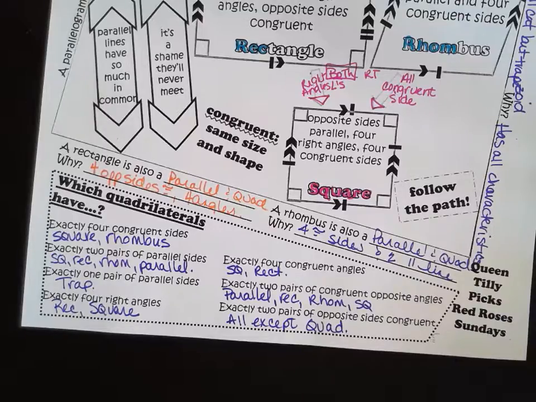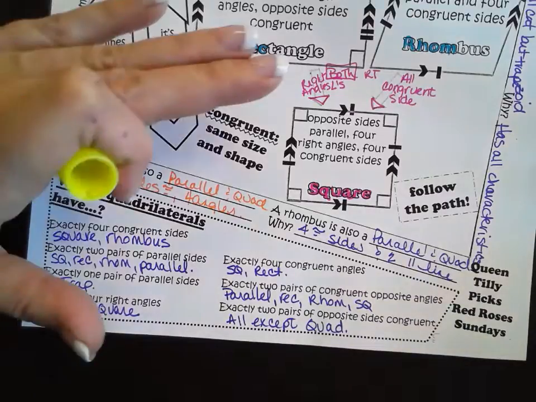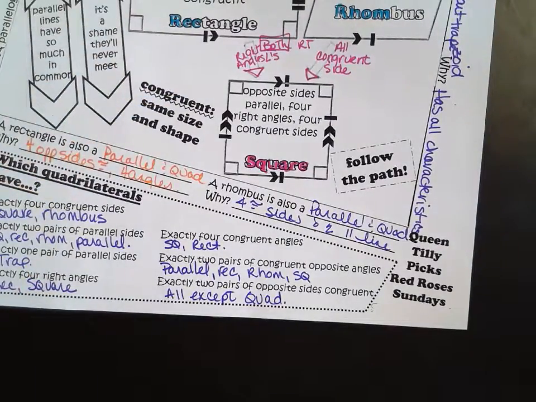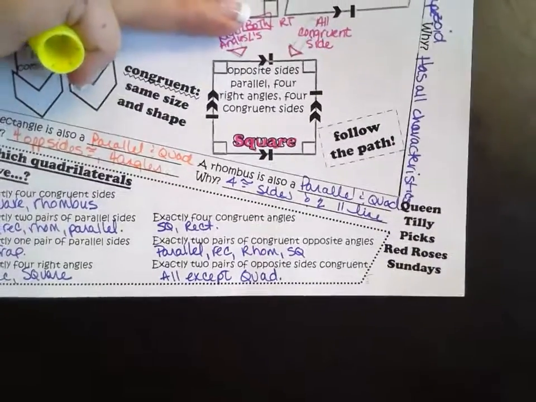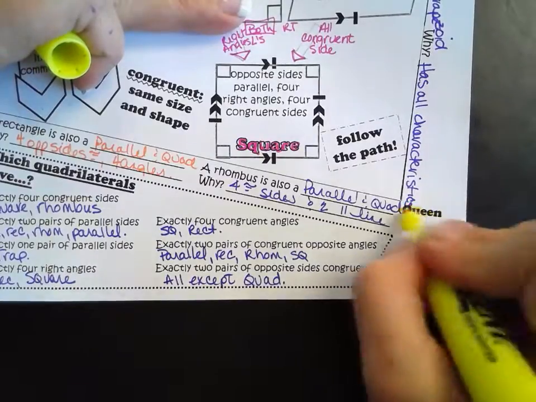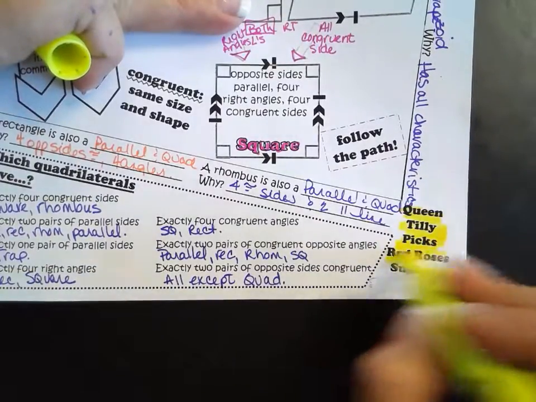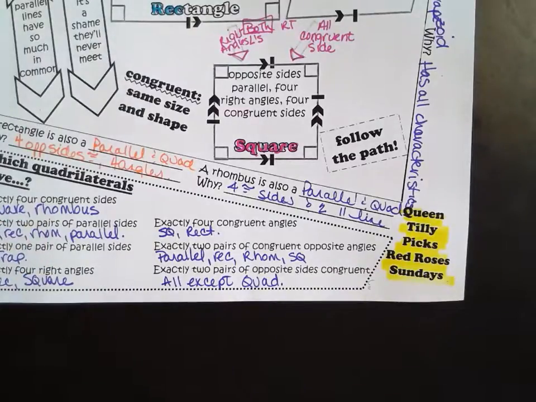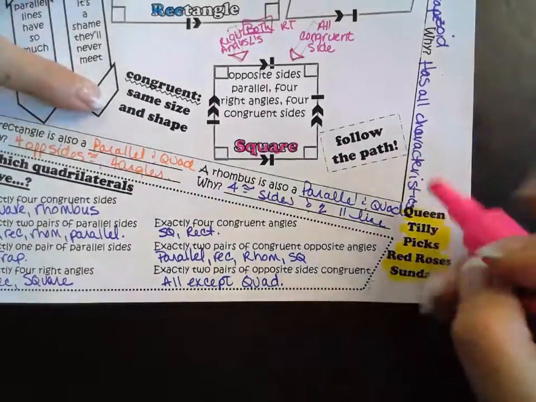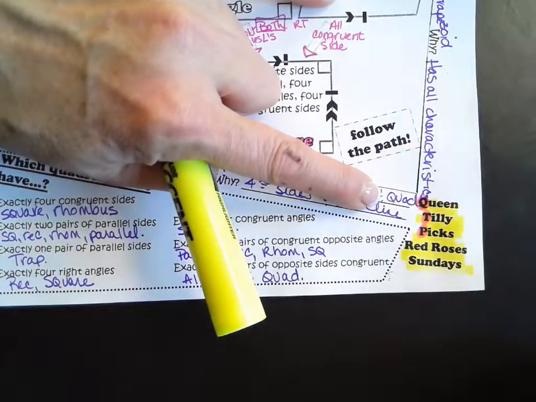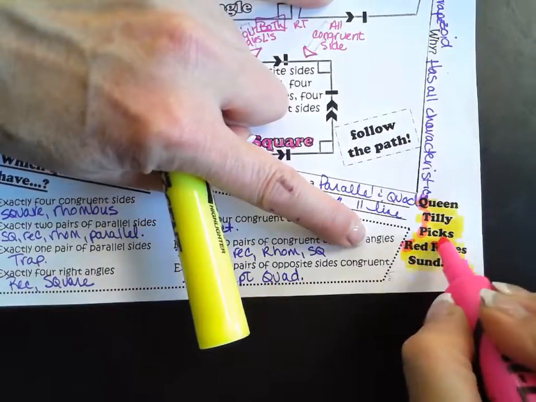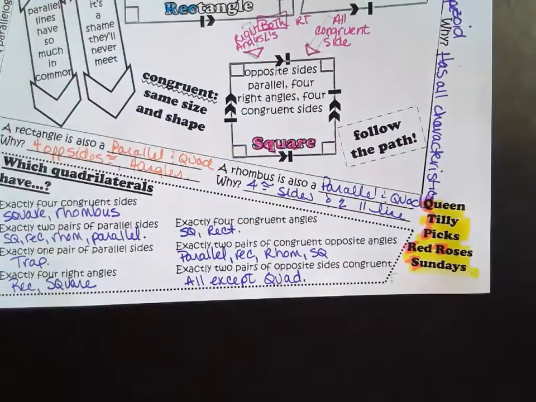All right? Now, if you have trouble keeping track of the order, we have Queen Tilly picks red roses on Sunday. All right? So underneath quadrilateral, you have a trapezoid or a parallelogram. Then you have your rectangle and rhombus going down to the square. Okay?